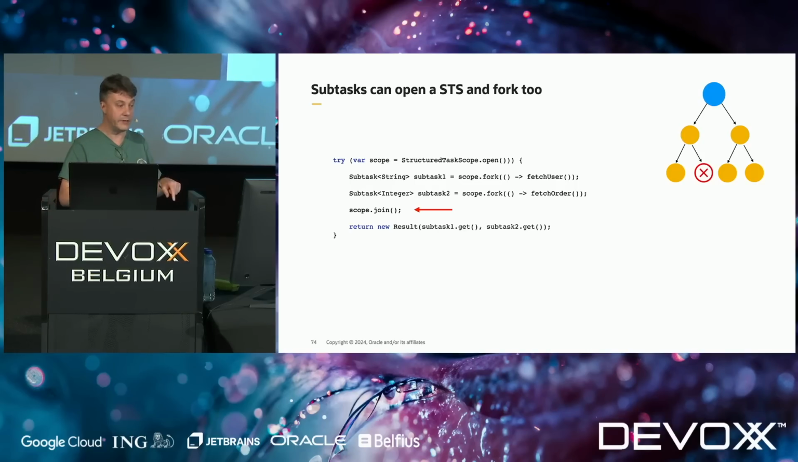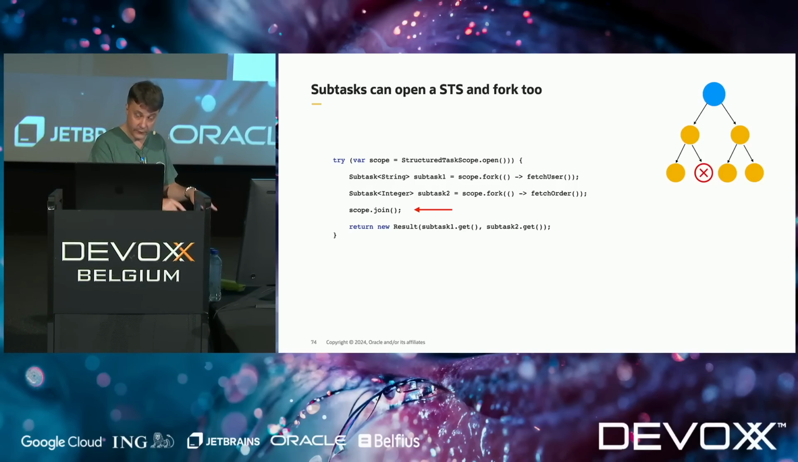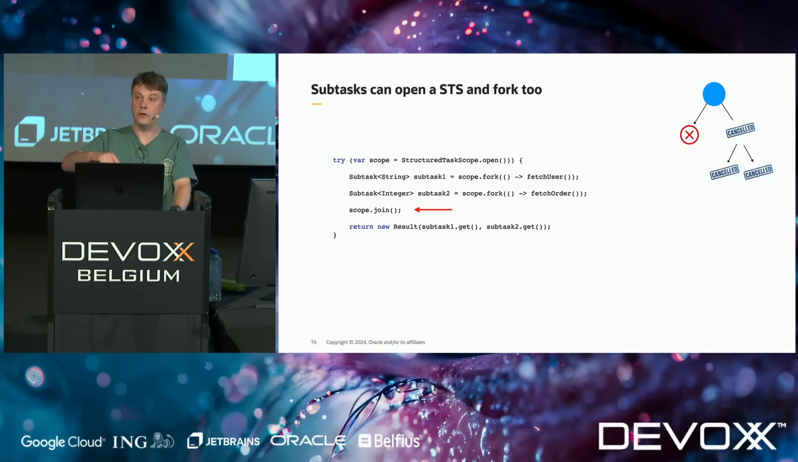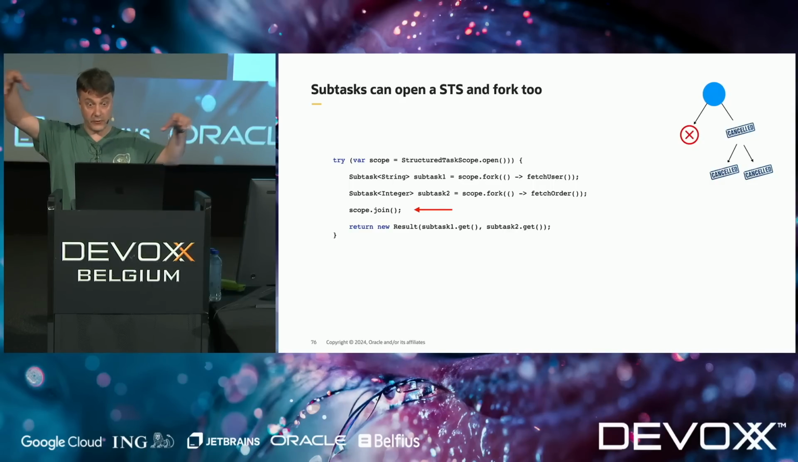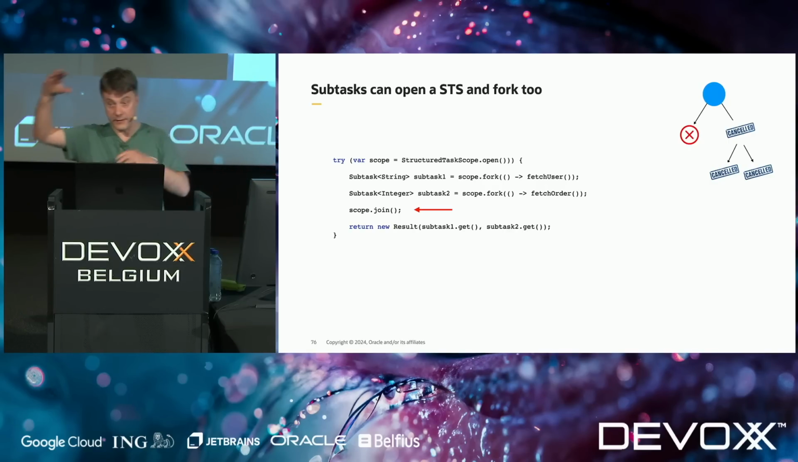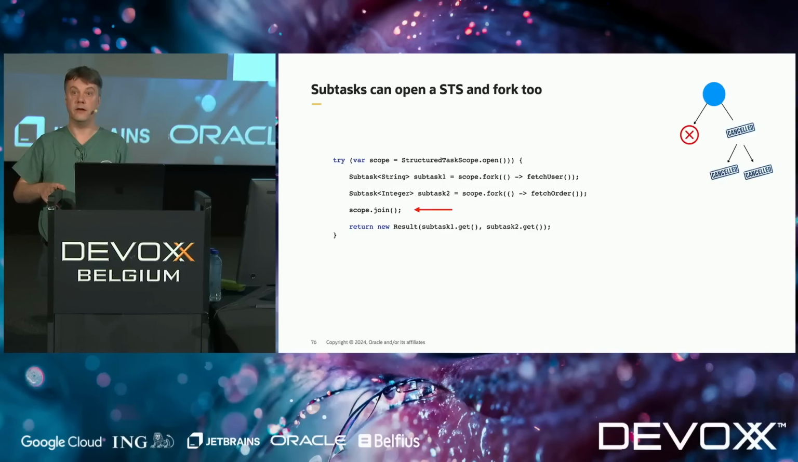So one of the subtasks that fetch user forked failed. What's going to happen? Well, that scope is going to cause any of the other subtasks in that scope to be cancelled. It's going to fail, and then that is going to cause the parent who's waiting for its subtasks to deal with a failure from one of its subtasks. It's then going to cancel the subtask on the other side, and that propagates down through the tree.